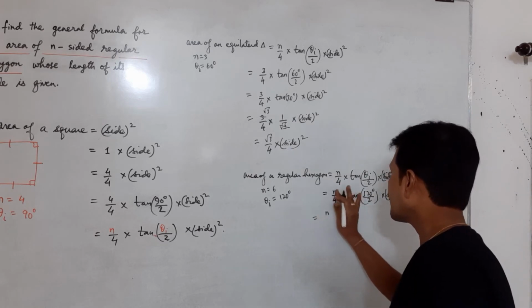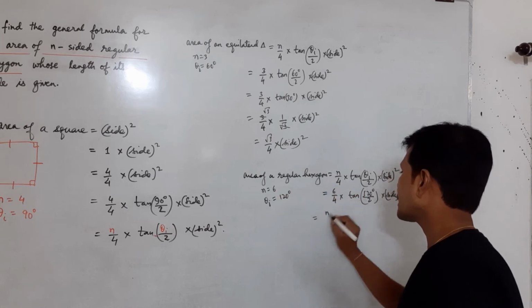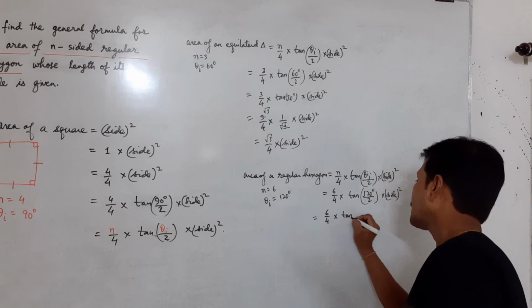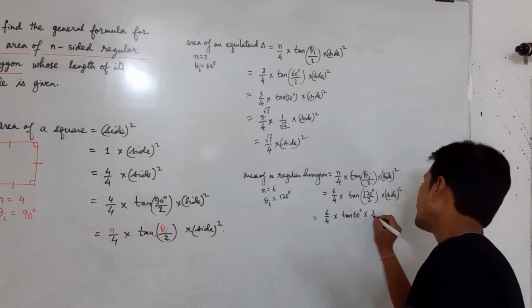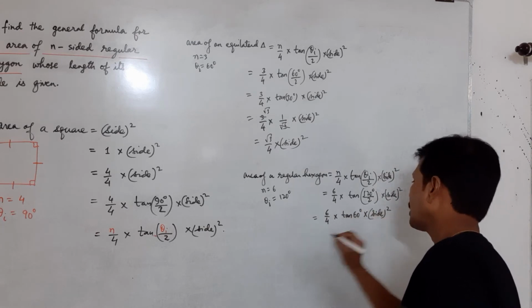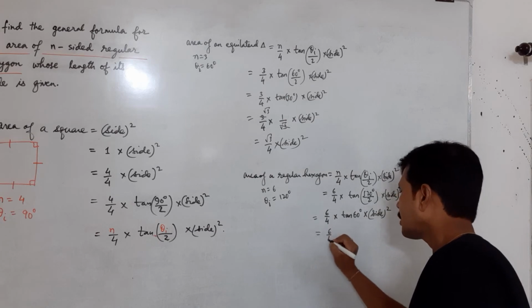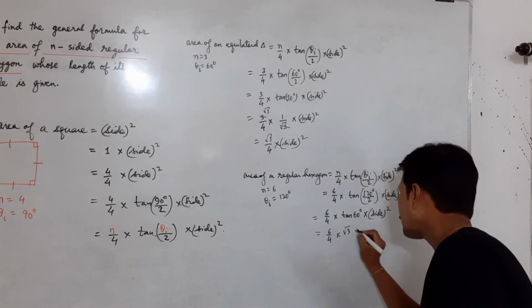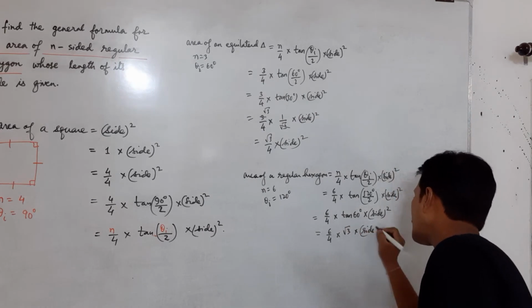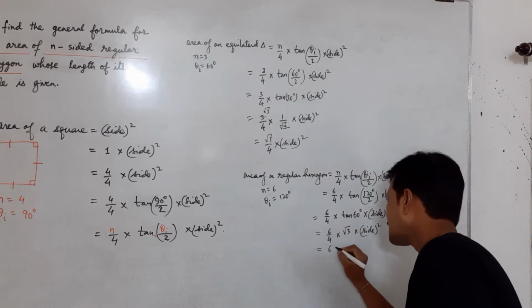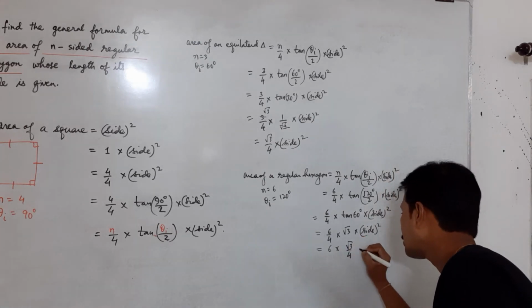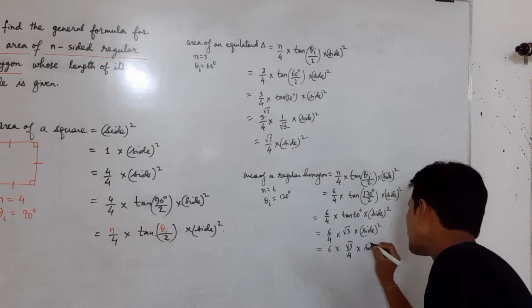In place of n, what am I going to write? I am going to write 6. So 6 upon 4 into tan of 60 degrees into side square. Now I am writing the tan 60 degree value, it is equal to square root of 3 into side square. Now see, I am leaving this 6 as it is. I am just placing it below root 3 into side square.